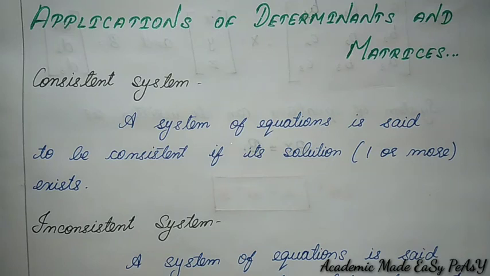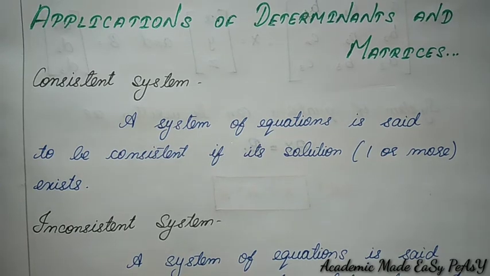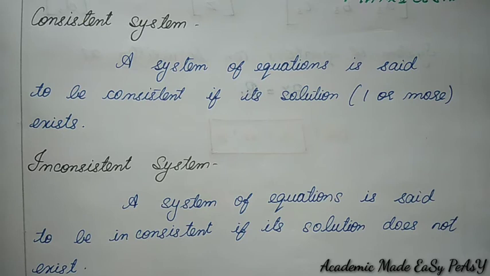Next topic is applications of determinants and matrices. For solving equations, we will be using determinants or matrices to find the solution for those equations. That is what is given in applications of determinants and matrices. In class 10, we have already learned what is a consistent system, what is an inconsistent system, and how to find the solution. So here in this chapter, we will be using determinants to find the solution, and we may have 2 by 2 or 3 by 3 matrices.